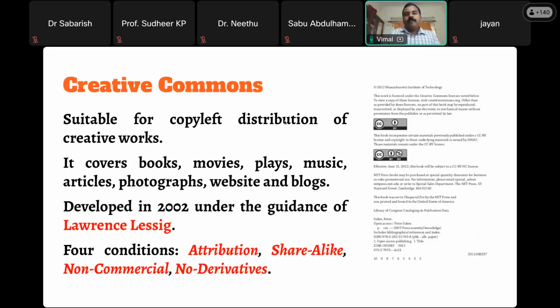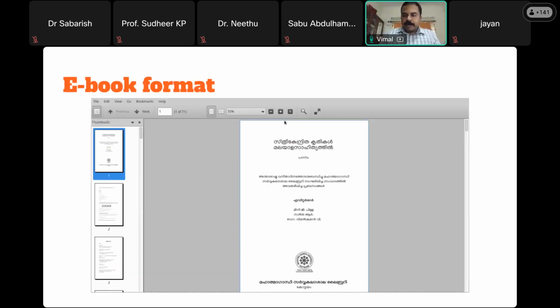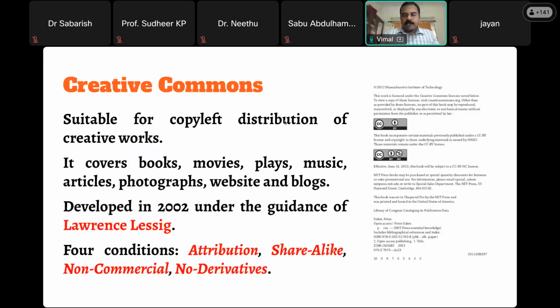It's an open license suitable for both offline and online versions of digital content. It's suitable for documents, books, movies, music, photographs, anywhere we can apply. It has four conditions: attribution, share alike, non-commercial, and non-derivative.